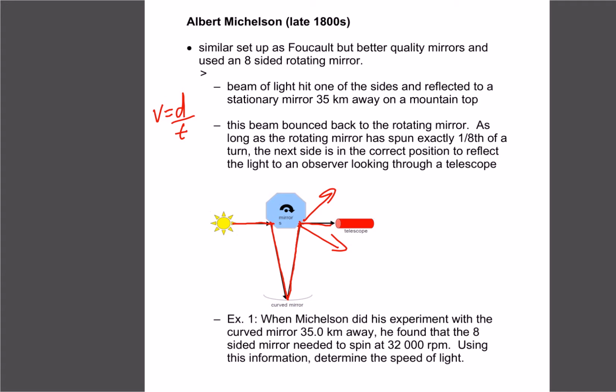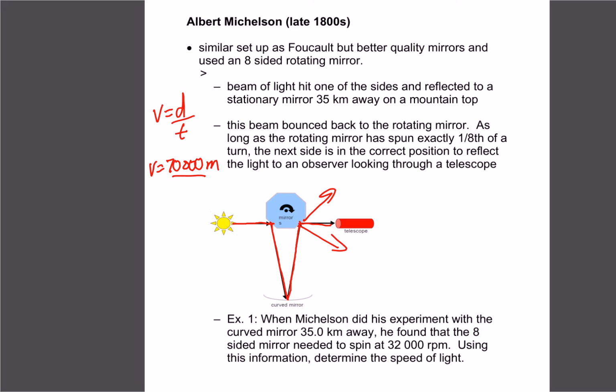So the first thing is, how do we calculate the distance? Well, we're going to assume that the light and the telescope are right near the mirror, so we're basically just going to deal with the distance. So 35 kilometers, but it's going to the curved mirror and then back again, so we actually have a total distance of 70 kilometers, or 70,000 meters. So that's going to be our distance. Now we just have to figure out the time.